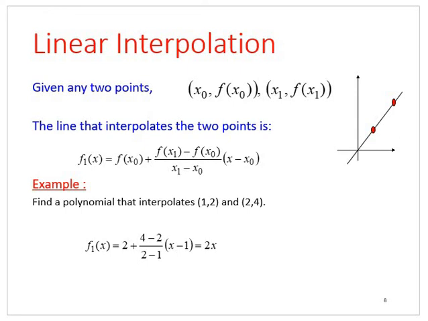And then linear interpolation: you should be given 2 points. This is x naught, and this is f of x naught, this is x1, and then this is f of x1. So you are given 2 points there. Then you use those 2 points to find f of x. So this will be equal to f of x naught plus, you recall that this is the gradient of the line.